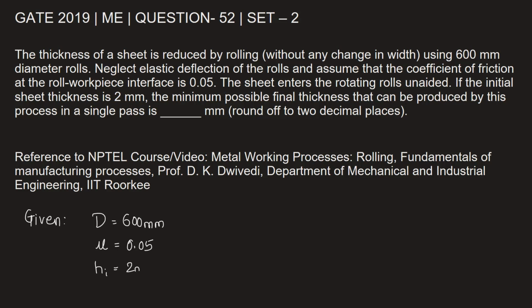Now we know that for rolling, change in thickness of the sheet is equal to square of coefficient of friction, that is mu square, into radius of roll, capital R. This is a standard relationship for rolling which you must know. So we can write, initial thickness is higher, so HI minus HF is equal to 0.05 square. Diameter is 600, so radius will be 600 by 2.